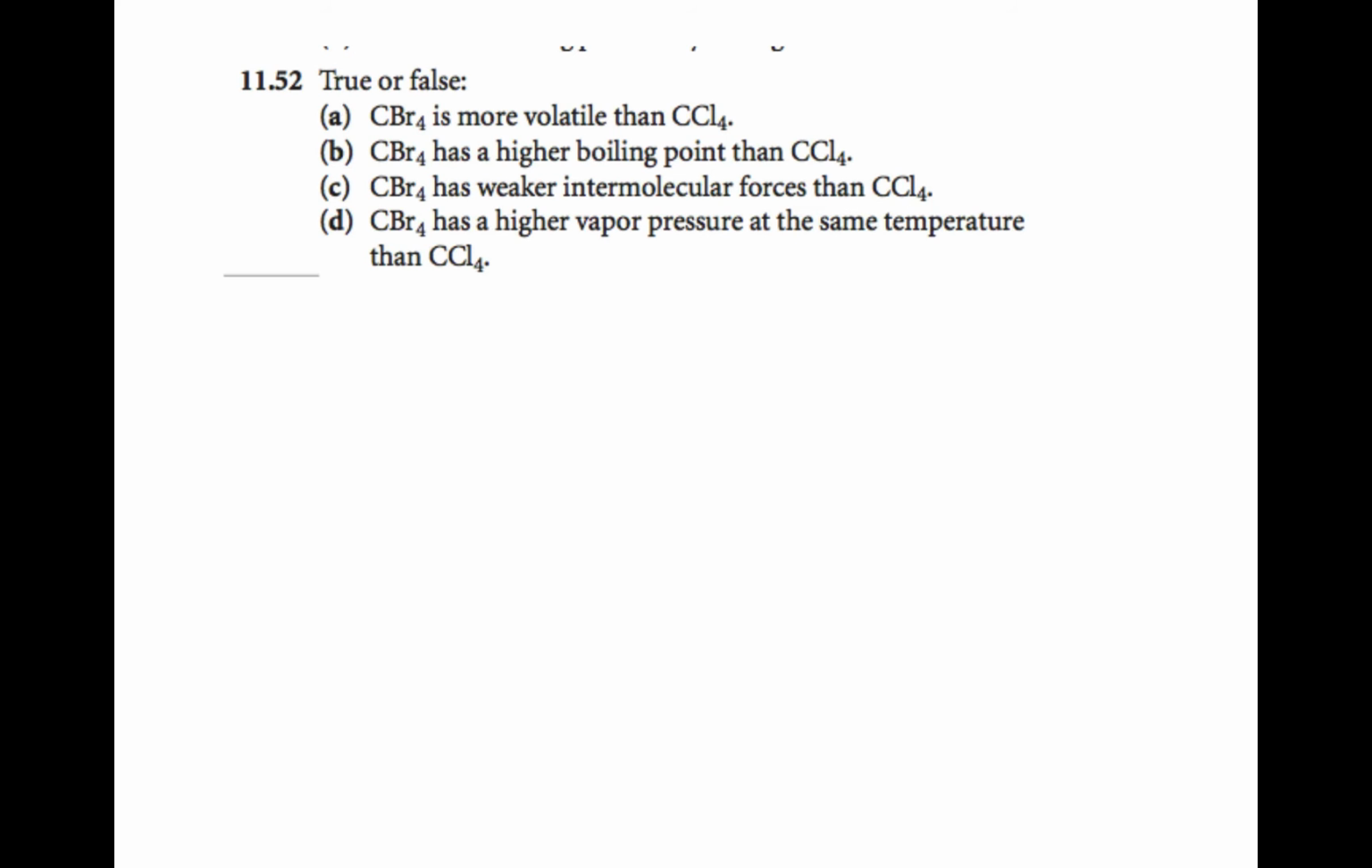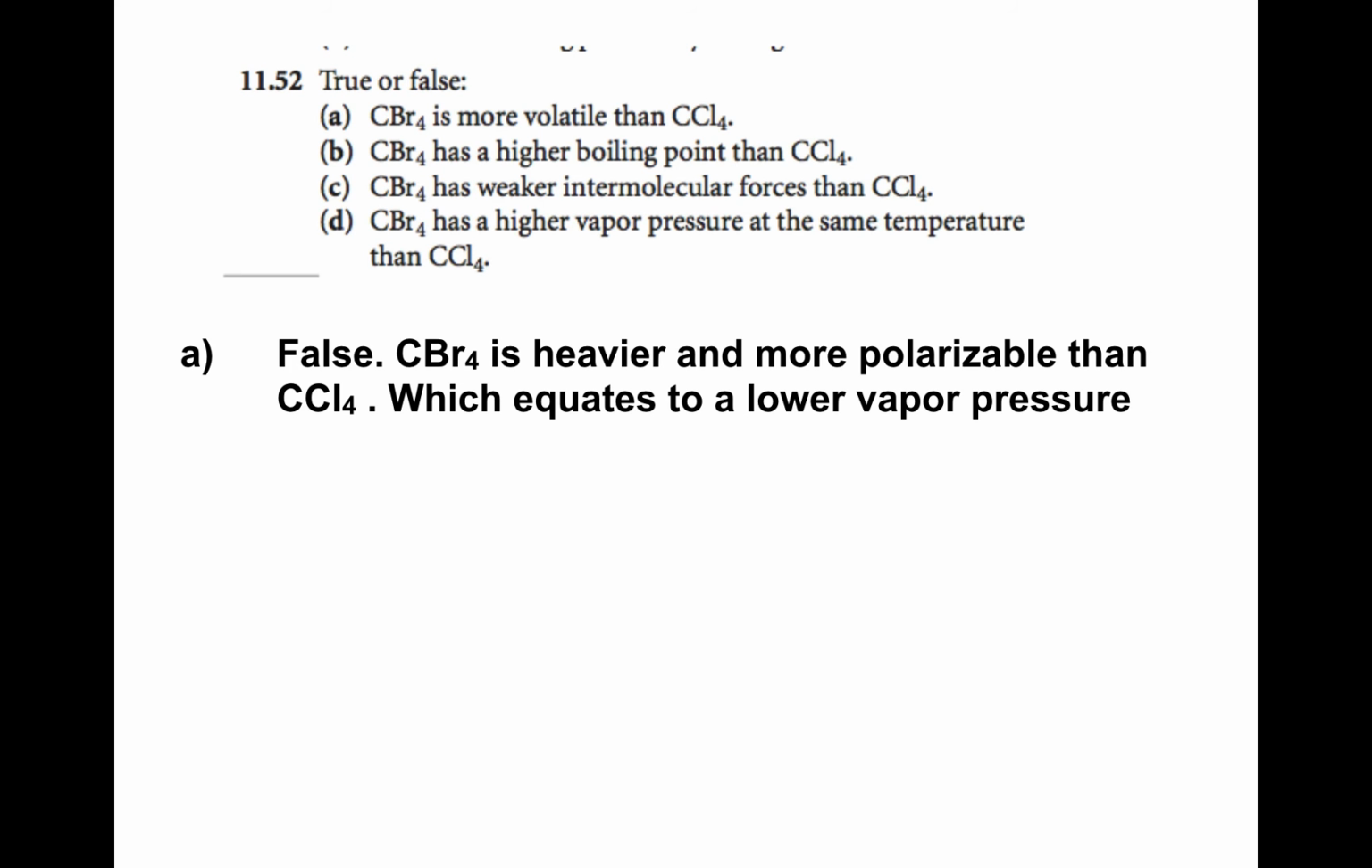True or false? Tetrabromomethane is more volatile, meaning it's easier to put into the gas phase than tetrachloromethane. No, that's a no, right? Because you have stronger intermolecular attractions. Bromine's more polarizable, so you can get greater dispersion forces with bromine than you will with chlorine. And it's heavier, right? So it's harder to put into the gas phase. So volatile means how easy you are to put into the gas phase. Volatile substances are easy to put into the gas phase.